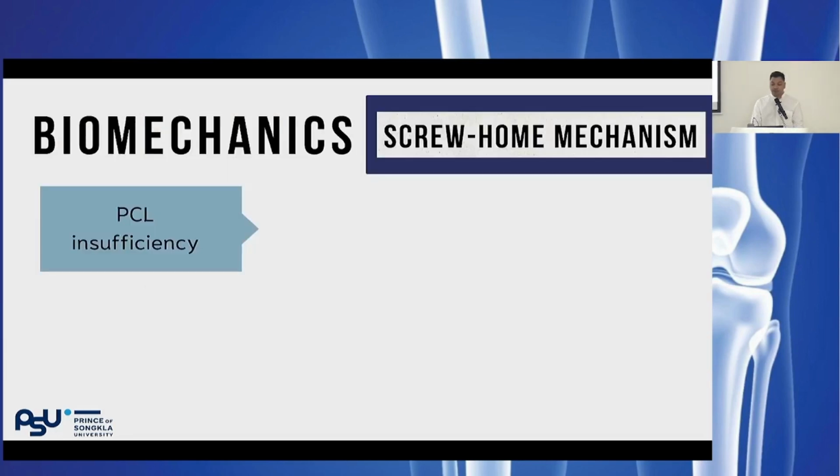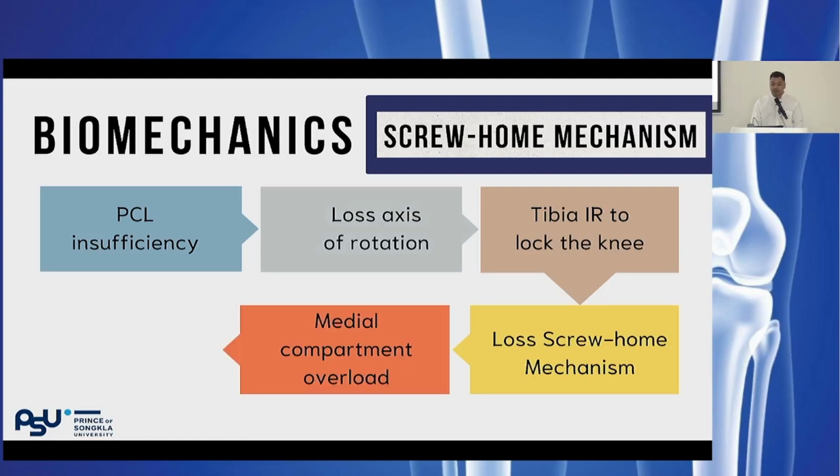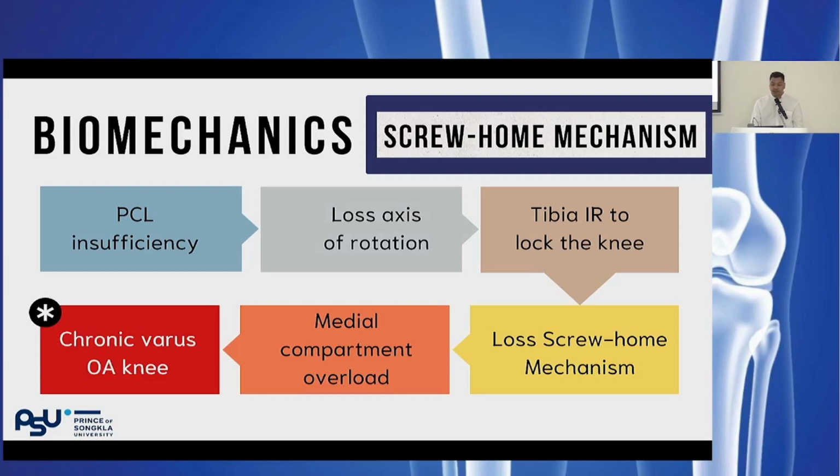This slide shows the events after PCL insufficiency. When we lack the PCL, there is loss of the axis of rotation, and the tibia acts the opposite way to lock the knee in internal rotation. There is loss of the screw home mechanism, which makes the medial compartment pressure overloaded. Finally, the knee will develop chronic varus alignment and OA knee.